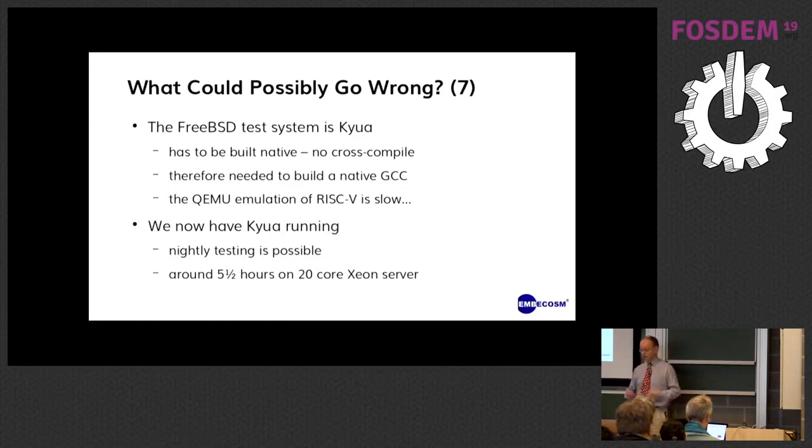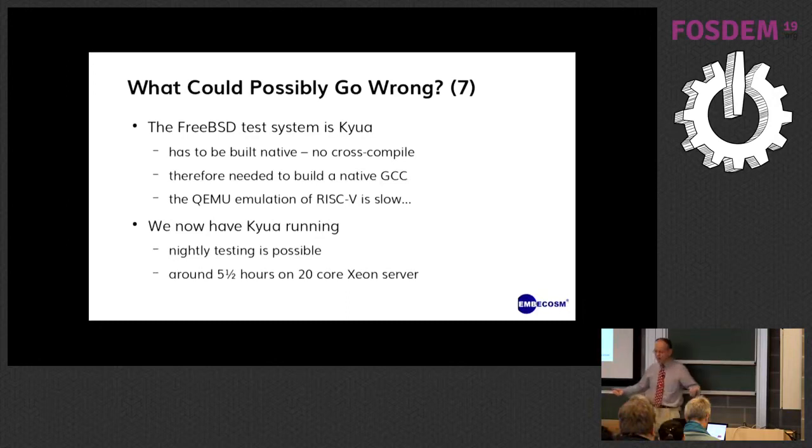So we want to test, and Cure is the FreeBSD test system. One thing we found with Cure is that it really doesn't cross-compile build. It expects to be built natively. So we had to create a compiler toolchain to run on the actual QEMU. We cross-compiled the toolchain, and then ran that GCC compiler on QEMU emulating RISC-V to build Cure.